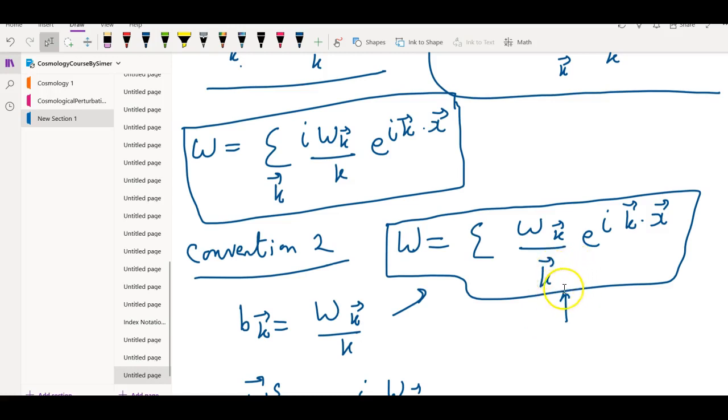So, I think I made a mistake here. The mistake is that this is without vector at the bottom. This is k, not vector k.